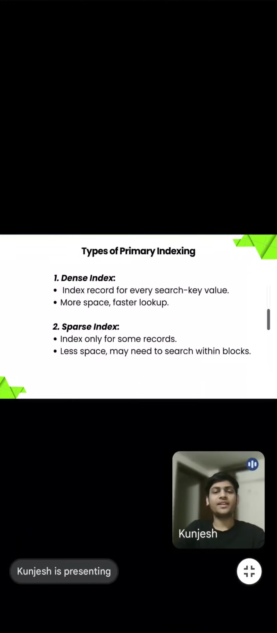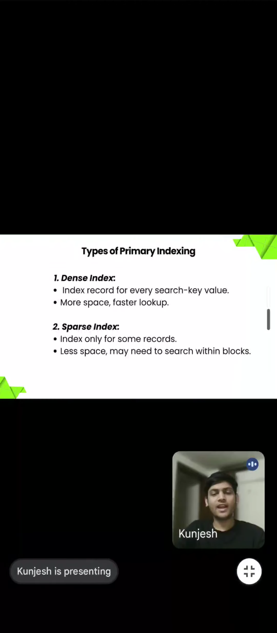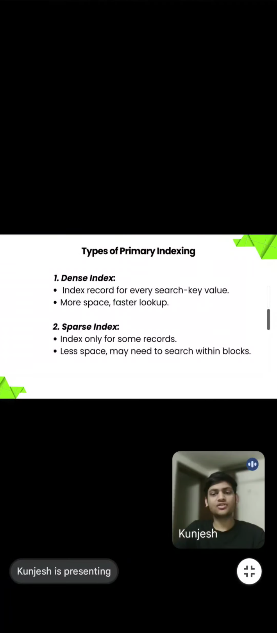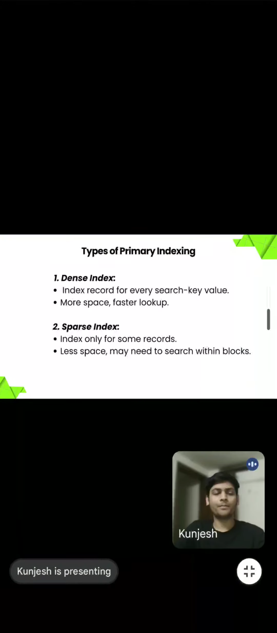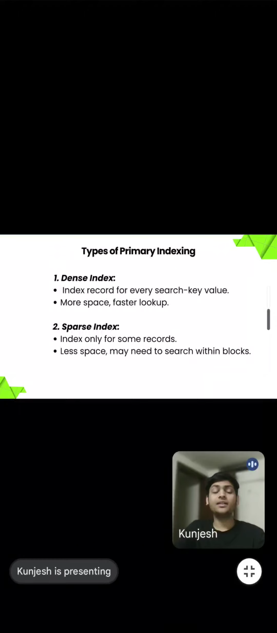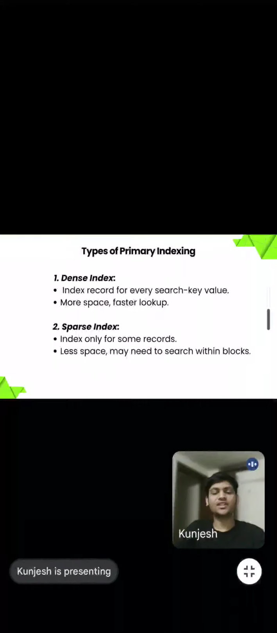Here are types of primary indexing or primary index. First is dense index. It is index record for every key search value. It takes more space, but it is faster lookup. Second, sparse index. It is indexed only for some records. It takes less space, but it may need to search within block.